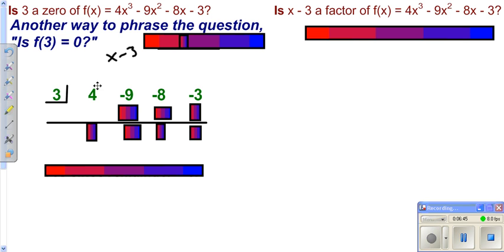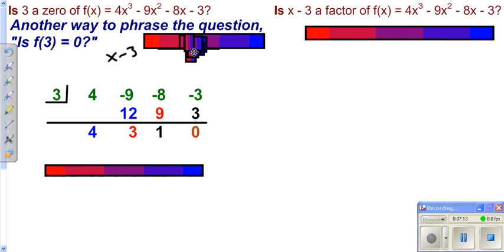Once again, you add down, multiply these two numbers, tells you what to put there. Then you add down, then you multiply, tells you what to put here. Then you add down, then you take your 1 times your 3, tells you what to put here. Then you add down, and in this case we get 0. The last number is your remainder. It's also what you get when you plug in 3. So, is 3 a zero? Yes, because you got a remainder of 0.